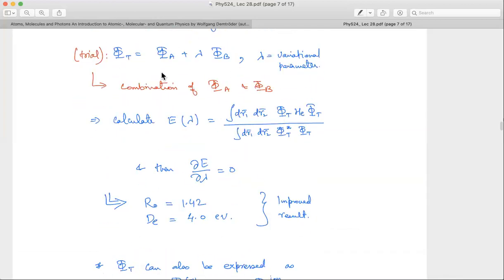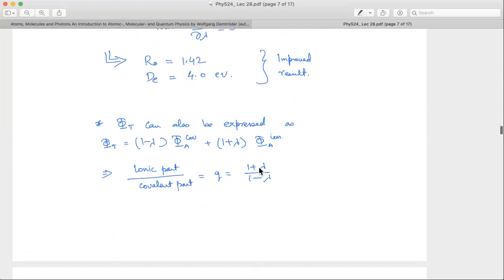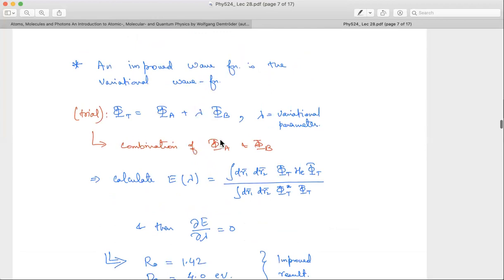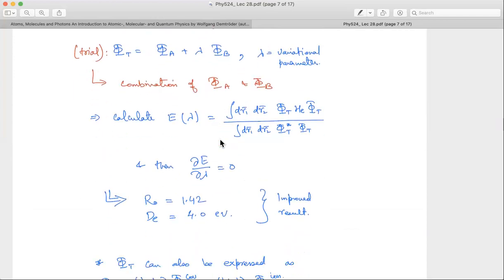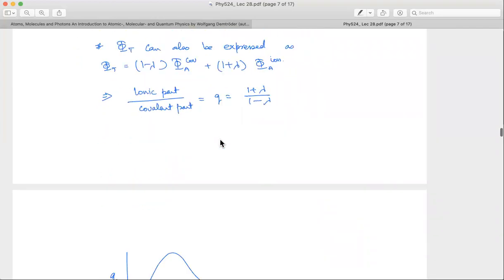Because I wrote this original wave function in terms of lambda, right? But instead of writing in terms of lambda, I can invert this and write it in terms of Q, basically, right? And Q I know is the ionic part divided by the covalent part ratio. So depending on the variation of Q, you can already see how the dissociation energy will go. I have not shown that explicitly here, but this is an exercise you can do, etc.